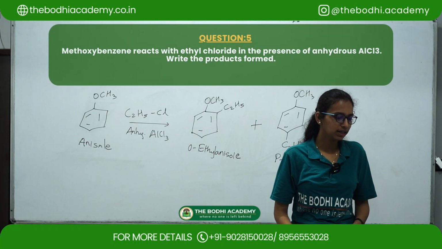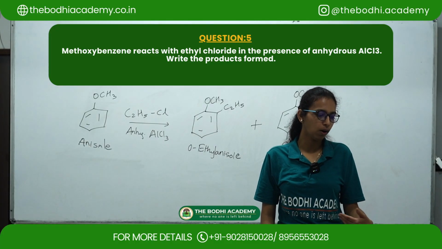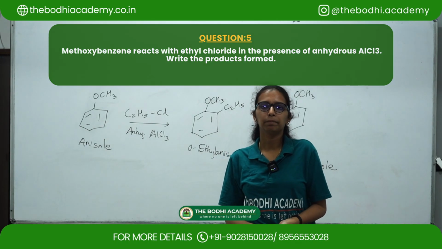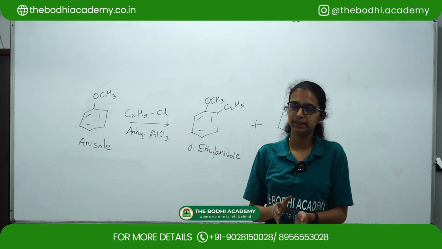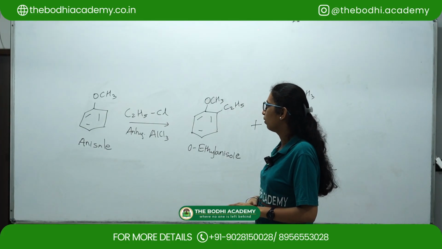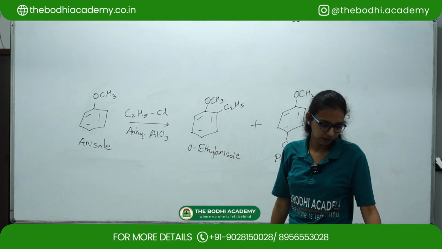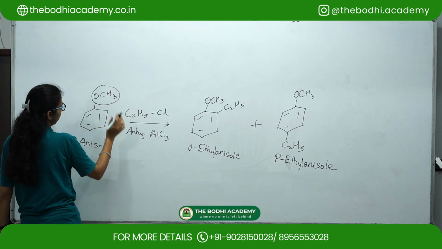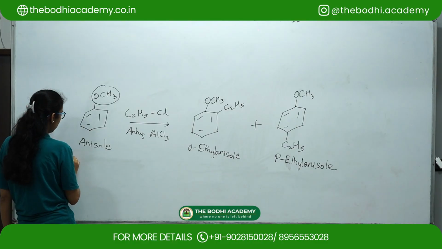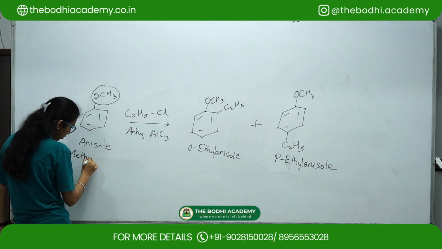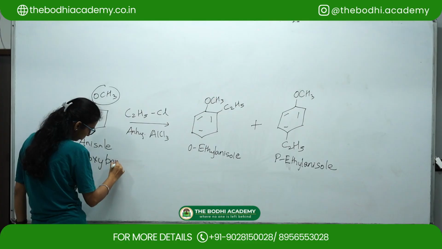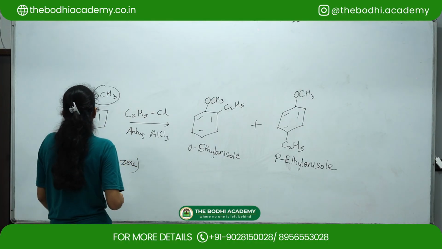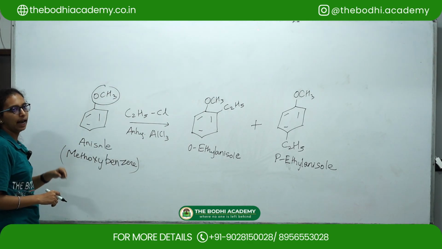What is the question? Methoxybenzene reacts with ethanoyl chloride in the presence of anhydrous AlCl3. Methoxybenzene is nothing but this structure, anisole. This group is your methoxy group. OCH3 is your methoxy group, which is attached to the benzene ring. That's why it is called methoxybenzene, and the common name for this molecule is anisole.